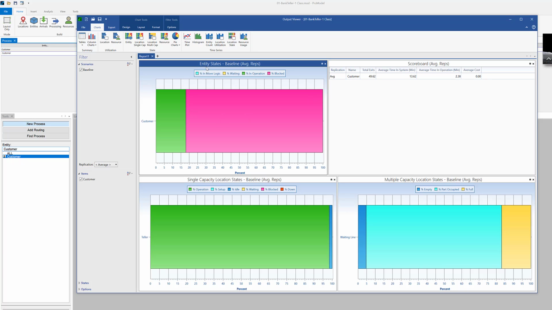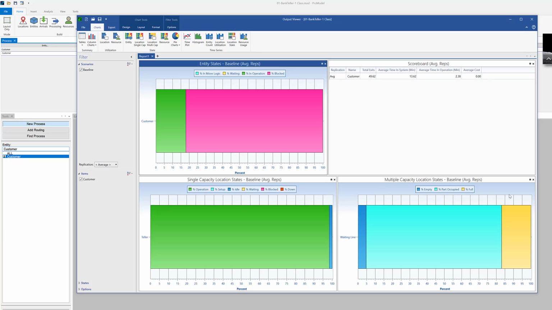So entity states. Our entity is customer. Percentage of time in move logic: there is no move, we didn't put any move logic. Percentage of time waiting, percentage of time in operation, and percentage of time blocked. Percentage of time blocked is when a customer is at the front of the line and not able to move to the next location. That is called blocking.